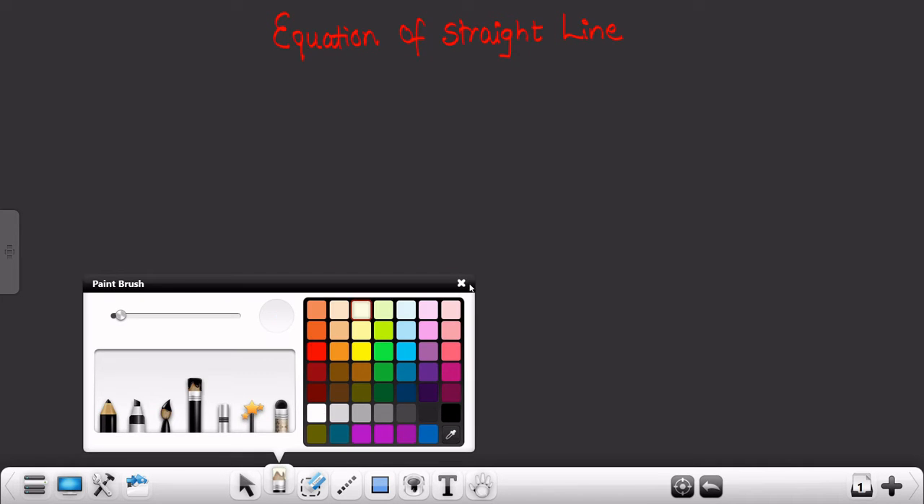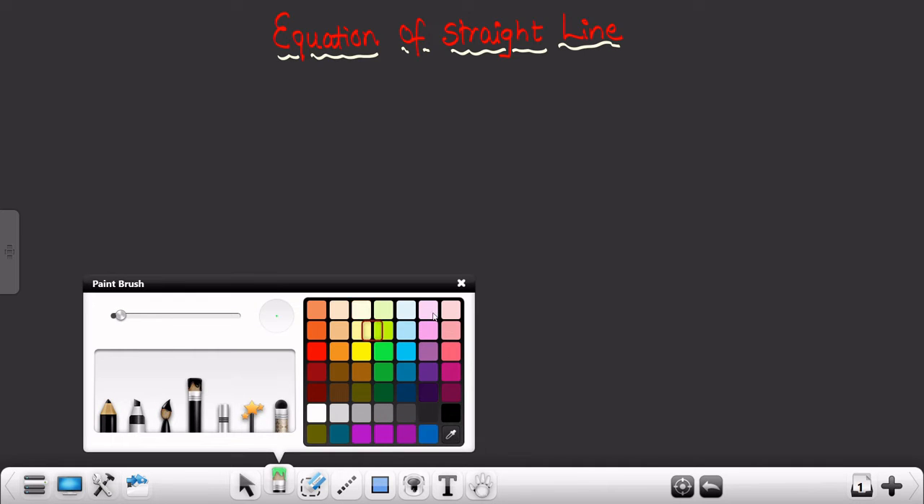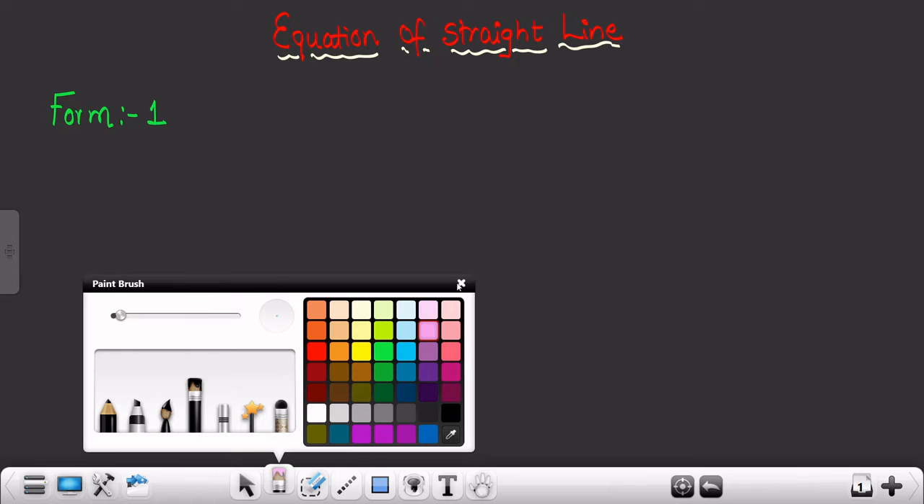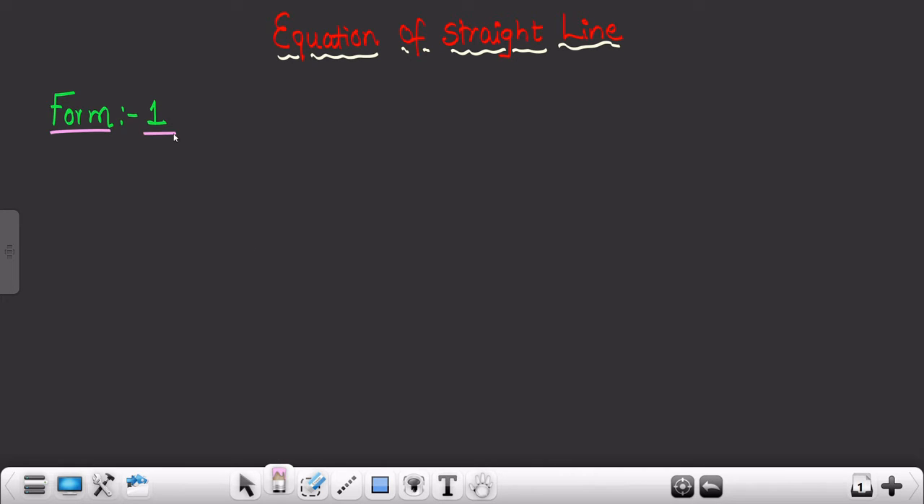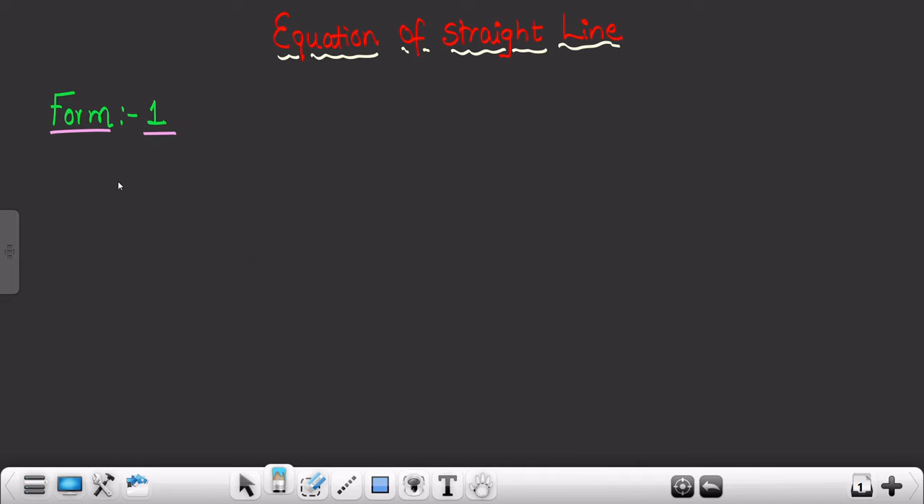Okay, let me just highlight this particular thing and then we are good. Basically right now we are dealing with the first form, or format 1. So this is form 1 of the equation. Since this is a crash course, I'm not going into the derivation part. So this first format can be written as y is equivalent to mx plus c.